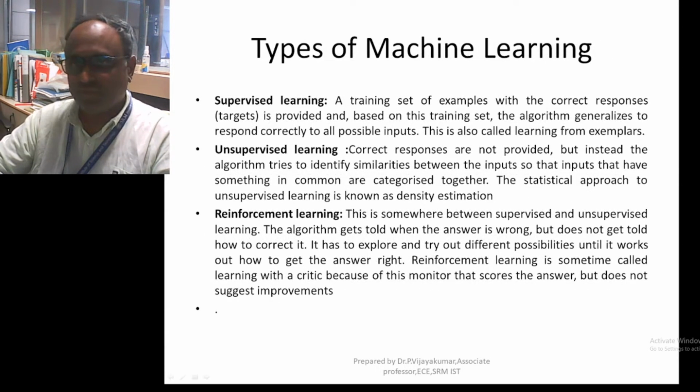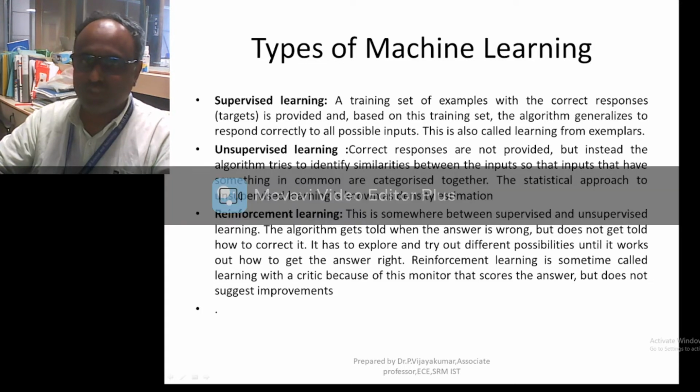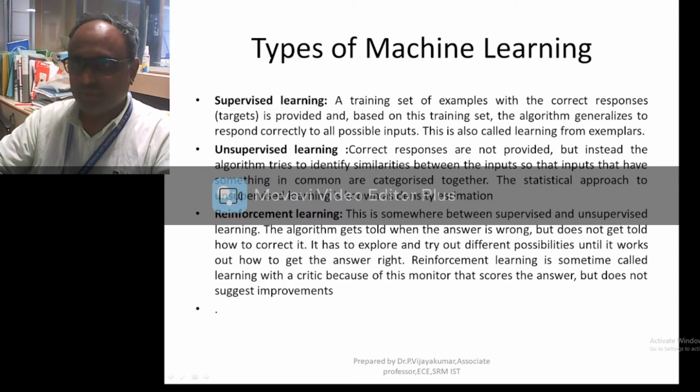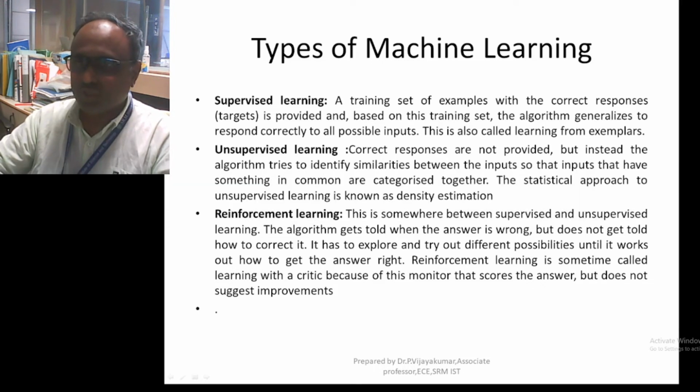So now, the types of machine learning. There are three types: supervised learning, unsupervised learning, and reinforcement learning. In supervised learning, we have a training set of examples with the correct response or outcome, which we call the target, and then using the data set we will train the model. Then the algorithm, while training, will generalize the response for all possible inputs. This is called learning from example.